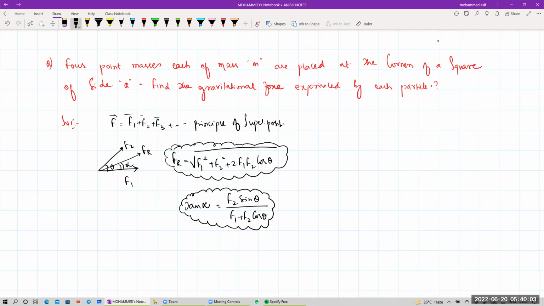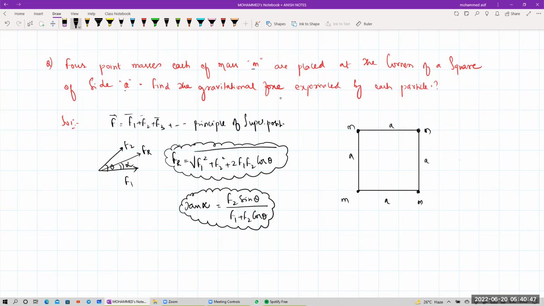Now read this question. Four point masses, each of mass m, are placed at the corners of a square of side A. Find the gravitational force experienced by each particle. Let me draw the square. Four particles are kept at the four corners, each of mass m, and each side of the square is A.